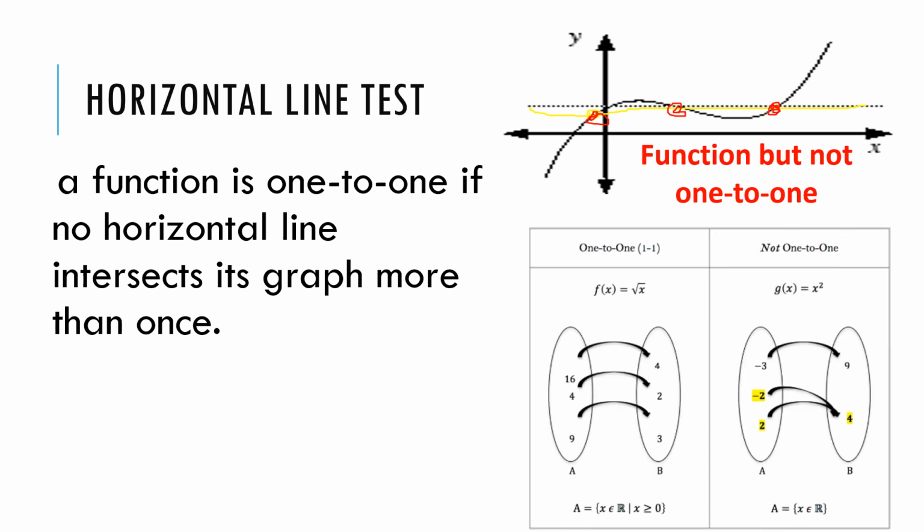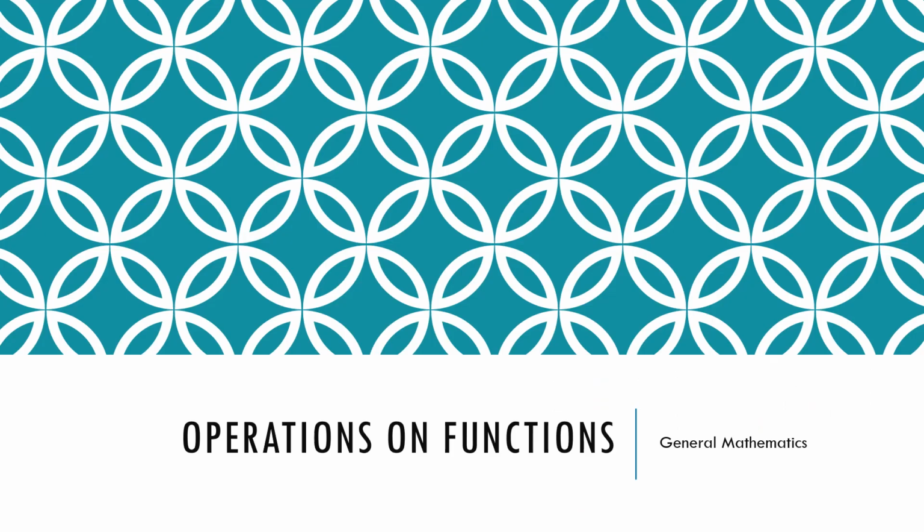Ibig sabihin daw niyan, sa x, isa lang talaga ang partner niya na y. So, we have 16, meron siyang 4. Ang 4, meron siyang 2. Ang 9, meron siyang 3. So, 1 to 1. Kaya siya 1 to 1. And dito naman, this is not 1 to 1 kasi ang 3, meron siyang 9. Ang negative 2, meron siyang 4. And ang 2 din, 4 din. So, hindi pwedeng dalawa sila sa 4. So, dapat isa lang. Okay, so this is not one-to-one function.